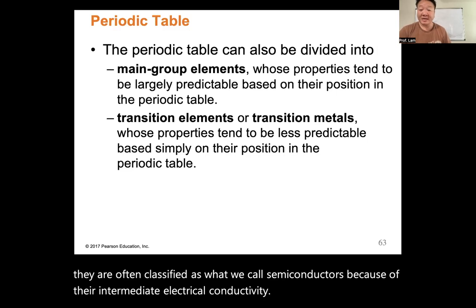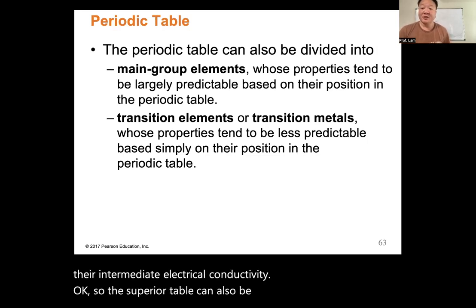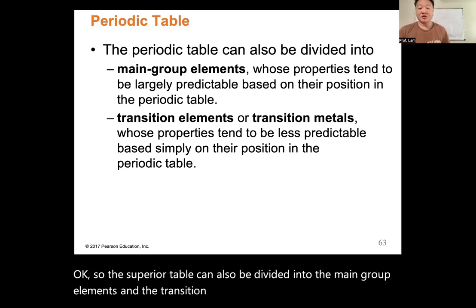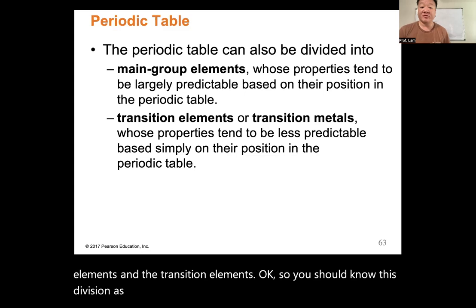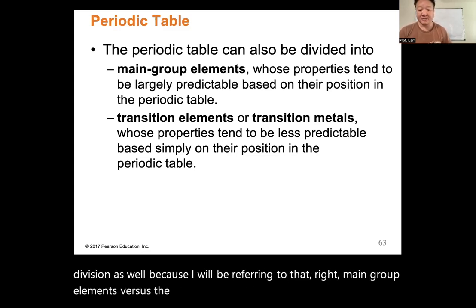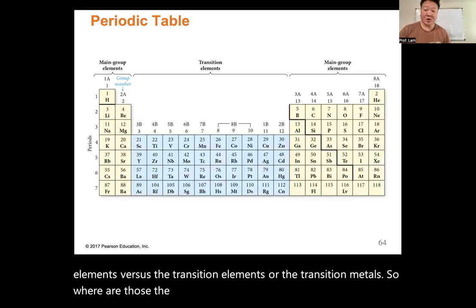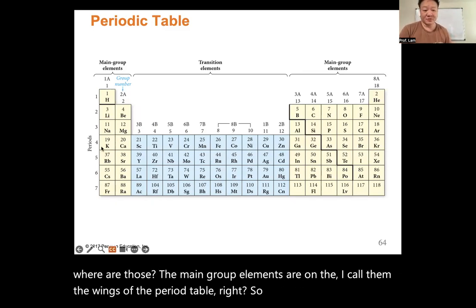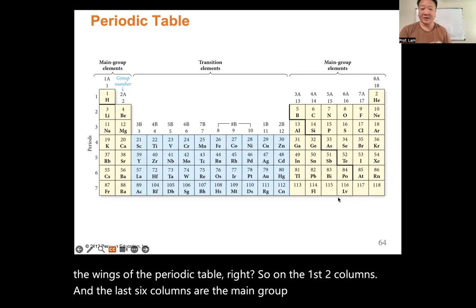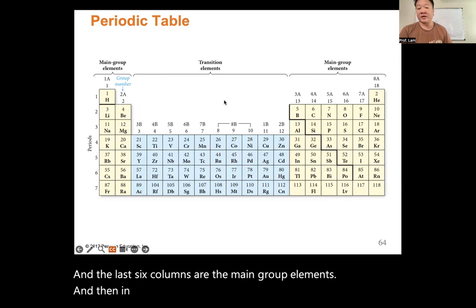Okay, so the periodic table can also be divided into the main group elements and the transition elements. You should know this division as well because I will be referring to that. Main group elements versus the transition elements, or the transition metals. So where are those? The main group elements are on what I call the wings of the periodic table. So the first 2 columns and the last 6 columns are the main group elements. And then in the middle, we call those the transition elements.